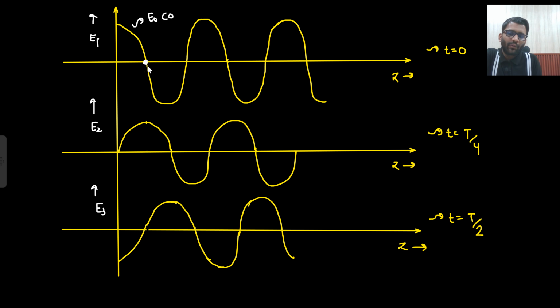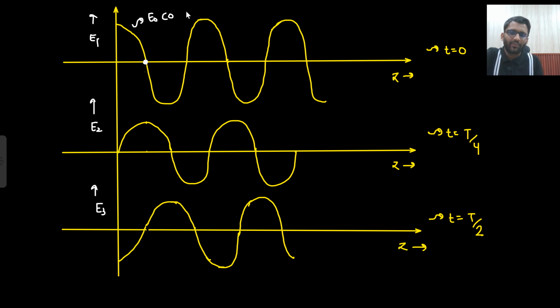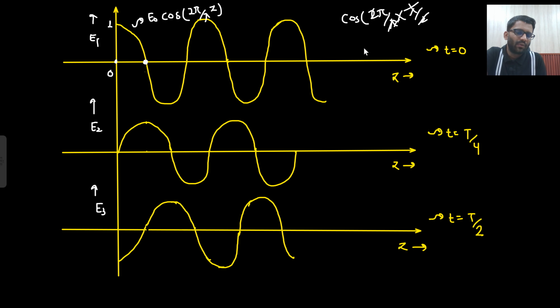And can you tell me what will be these values? This waveform is E naught cos(2π/λ · z). At z equals 0 you have magnitude 1. At z equals λ/2, what will be the magnitude? Cos π. If you put z equals λ/2 into 2π/λ, the 2 and 2 get cancelled. Cos π, that is minus 1. So this is your λ/2.